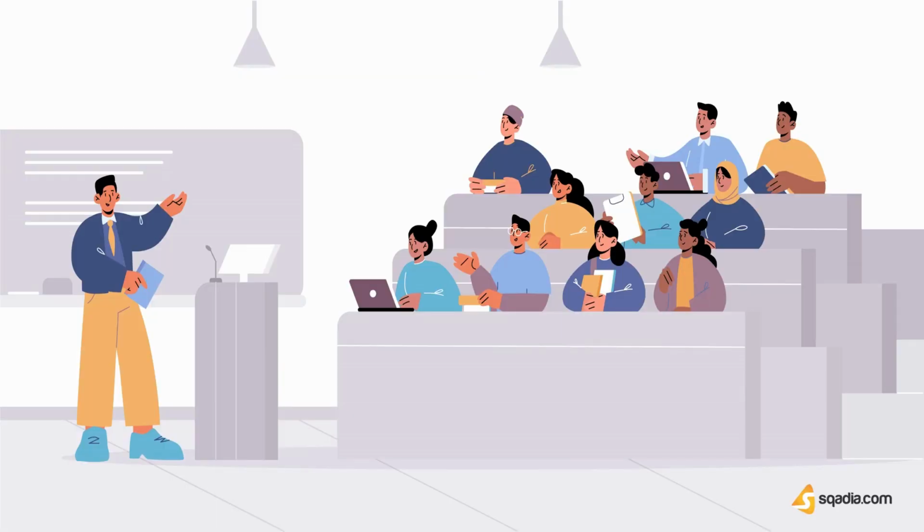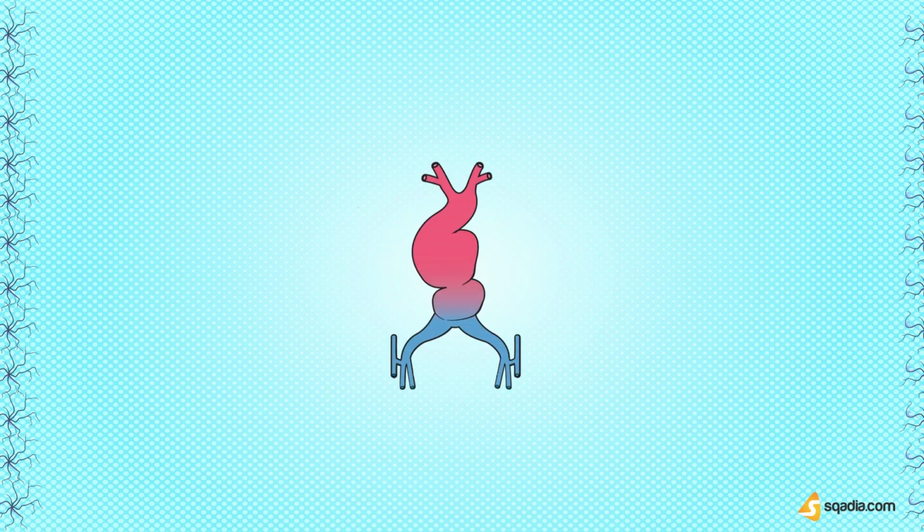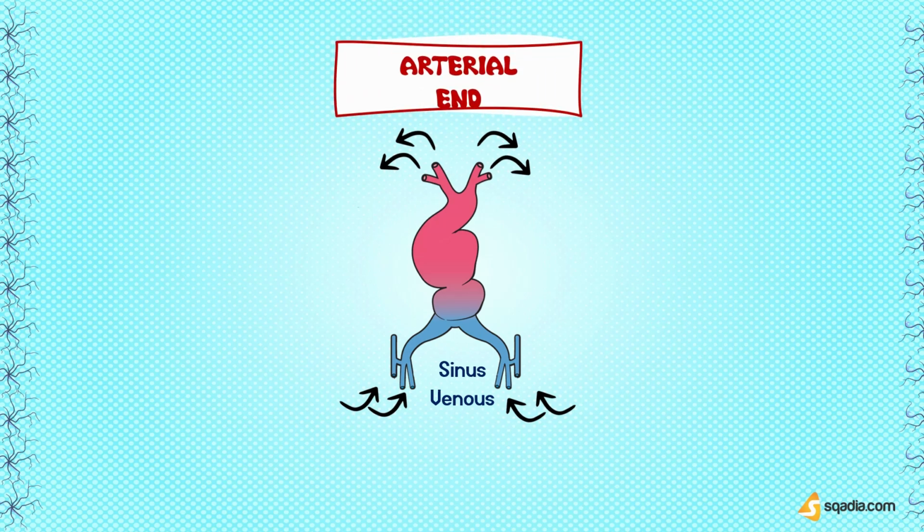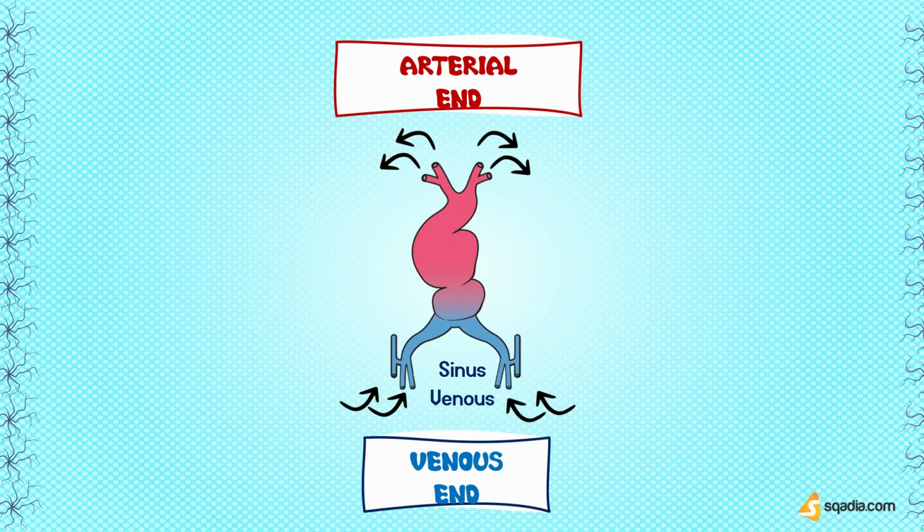Now, we will talk about the sinus venosus. As we have discussed, this is the sinus venosus. The sinus venosus comprises the inflow to the primitive heart tube. It means the sinus venosus comprises the inflow to the heart at an early stage. So, this area comprises the outflow, and this side is the arterial end, and this side is the venous end. Now, what about the structure of sinus venosus?